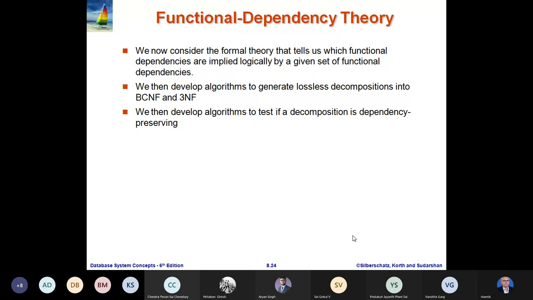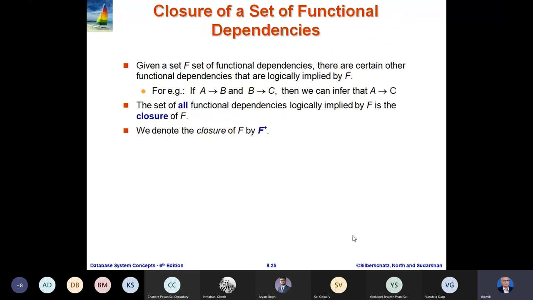And then we will develop algorithms to generate lossless decompositions into BCNF and 3NF, and also algorithms to test if a decomposition is dependency preserving. So we need these three things: that formal theory to get that F plus from F, of course, then how to generate a lossless decomposition into BCNF and 3NF, and then we also need to check if a decomposition that we have made is dependency preserving or not.